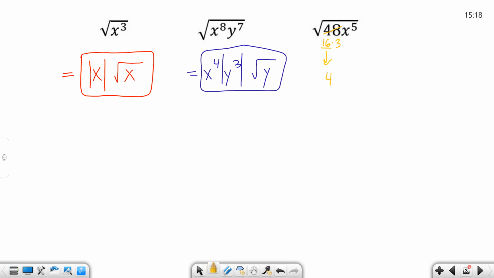The square root of 16 is 4, and then under my radical, there's a 3. I left space here, again, because I looked up here and said 5 is bigger than 2. There's going to be x's that come out right here, okay?